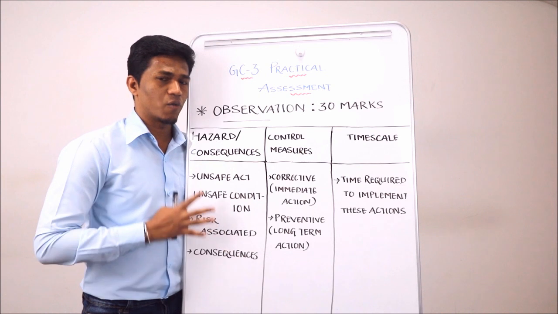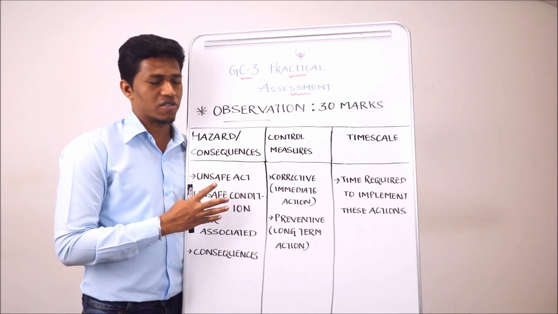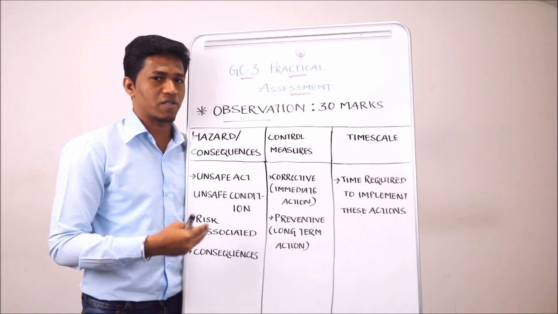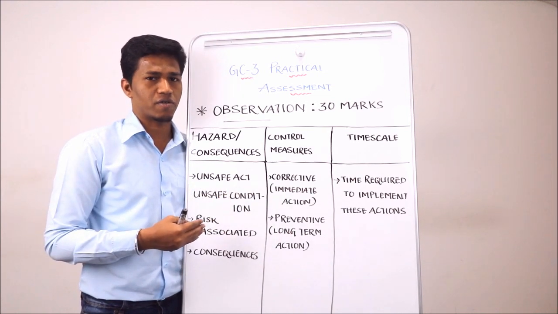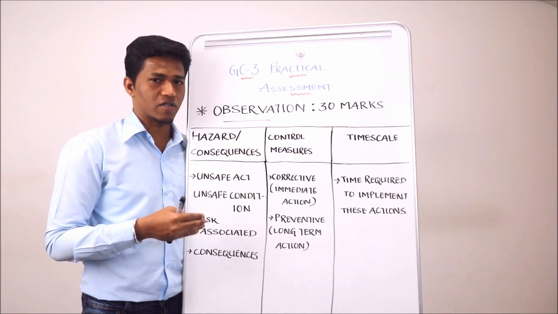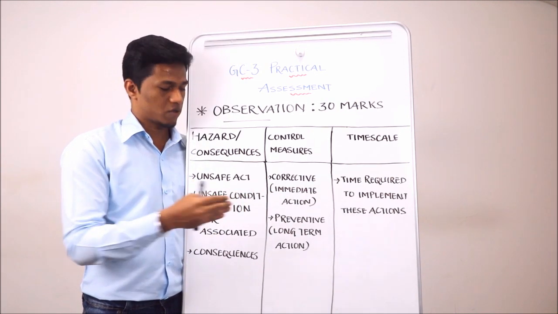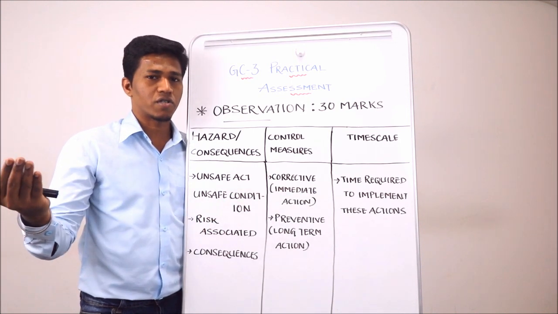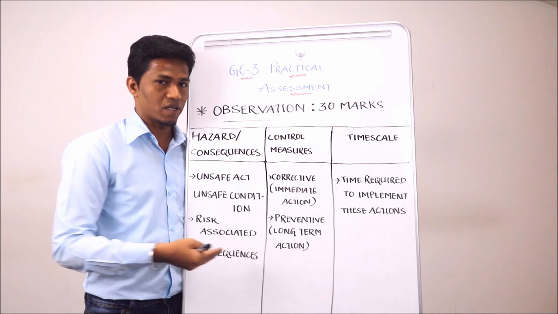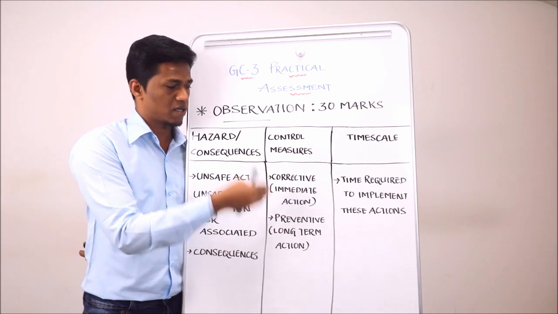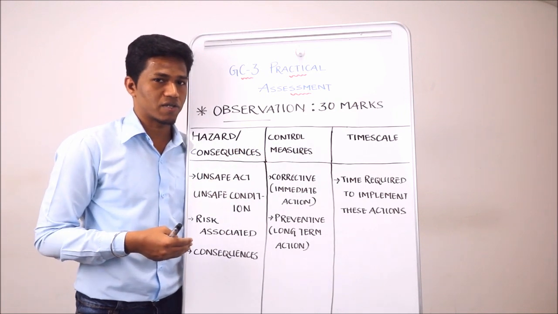Alright, so we have witnessed one unsafe act or unsafe condition. Our responsibility is to stop that act or to correct that particular unsafe act you have identified. What action will you take to correct that incident or scenario you have witnessed? That becomes your immediate action. You have to save the future days as well, so that action will be your long-term action. Your corrective action and your preventive action will be written under your control measures.